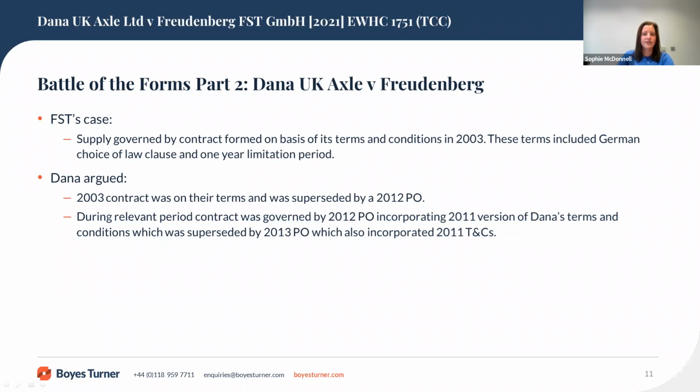The case dealt with a number of issues, but for today's purposes, we're going to focus solely on the Battle of the Forms. FST's case was that the supply was governed by a contract which was formed on the basis of its terms and conditions in 2003. These terms included a German choice of law clause and a one-year limitation period. Dana argued the 2003 contract was on their terms and was superseded by a 2012 purchase order.